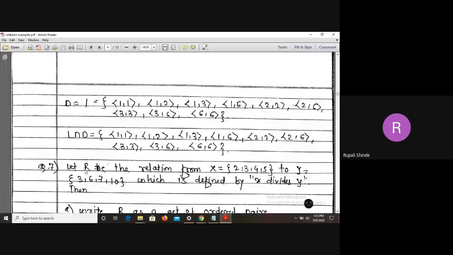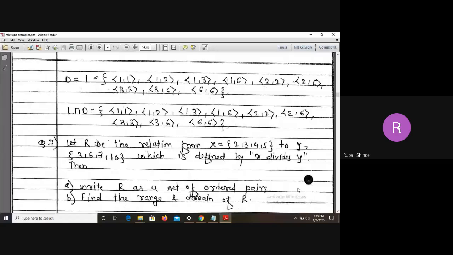Next question. Let R be the relation from x to y, x and y are given, which is defined by x divides y. Then write R as a set of order pairs. Find range and domain of R. So here we have to define relation R as a set of order pairs, and they have given one condition that x divides y. So from this x and y we have to find all such order pairs those are satisfying condition x divides y.